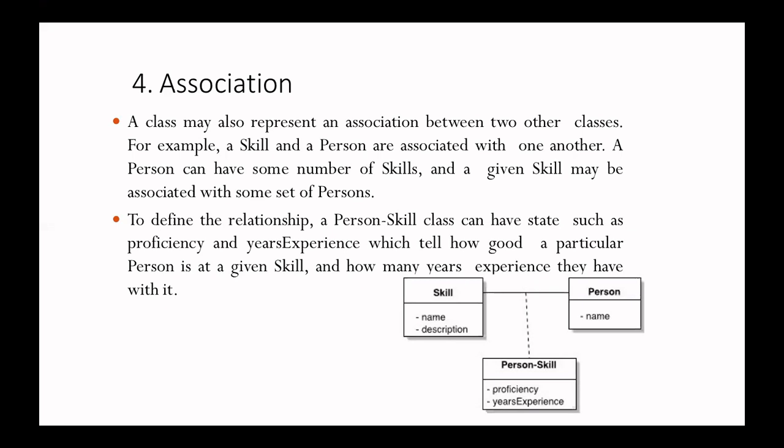This is an association example, which is shown as I explained in this description. Skill: name, description. Person: name. Person skill: proficiency and years. These are the classes: skill class, person skill, and person. This shows the relationship between skill and person with their association.